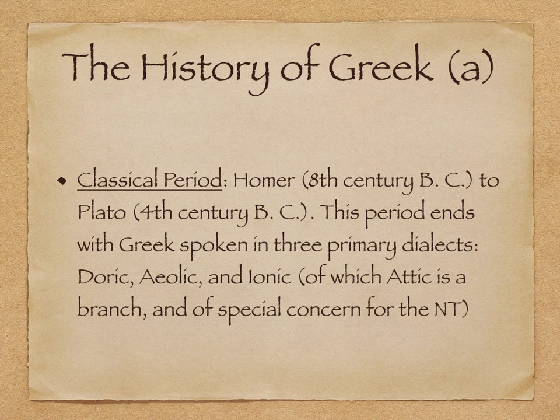As we look today at a brief history of Greek and then how to acquire the language and the reasoning for acquiring the language, we are thinking big picture ideas, and we start historically big picture. Classical Greek from Homer to Plato, and this period ends with Greek in 3 dialects, and Attic is especially important for the New Testament. You'll often hear ancient Greek called Attic because of its popularity, and this begins our study.